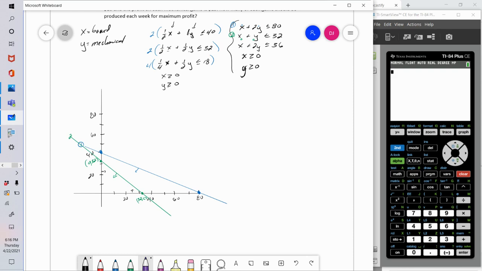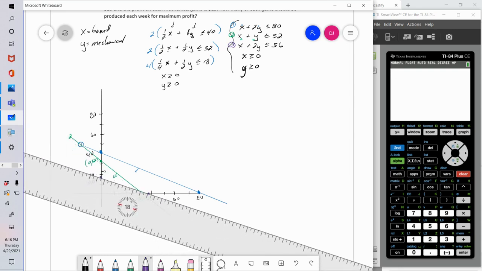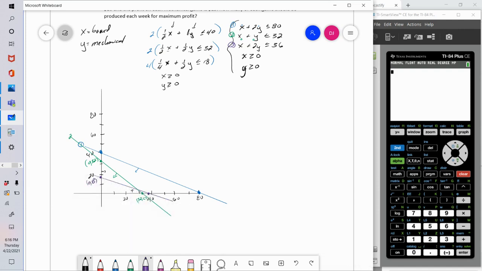Now, in equation 3, which I'm going to make purple, if x is 0, y is 18, so there's the point 0, 18. And if y is 0, x is equal to 36, which puts us about over here. There's our purple line, our third line. Because I'm using colors, I probably don't need to label them 1, 2, and 3. I can refer to them as the blue line, the green line, and the purple line.